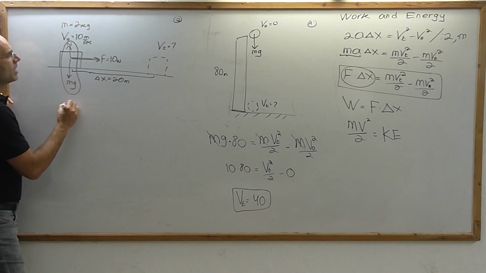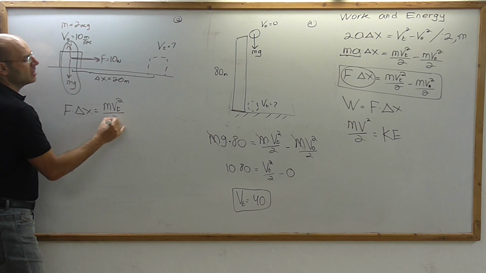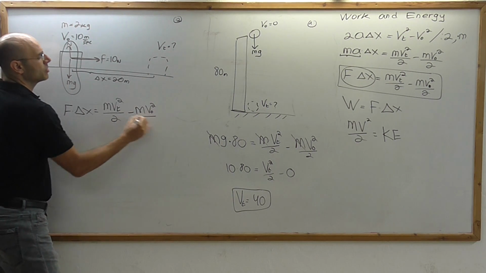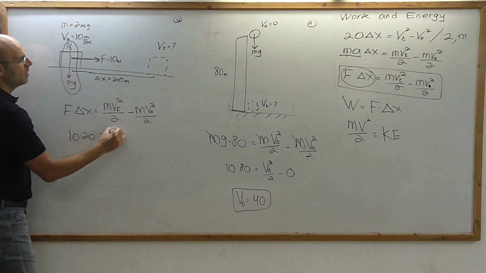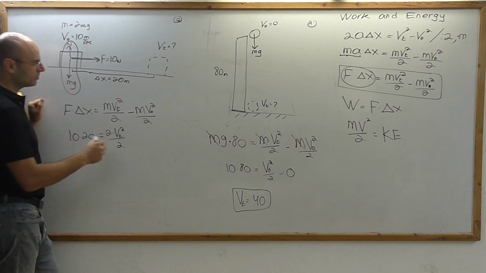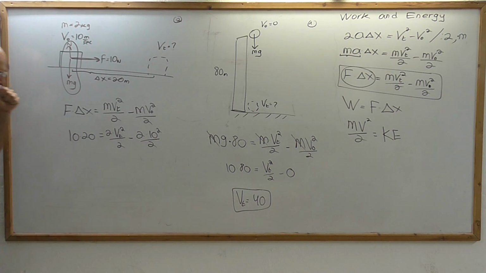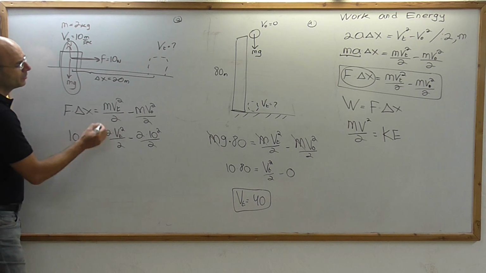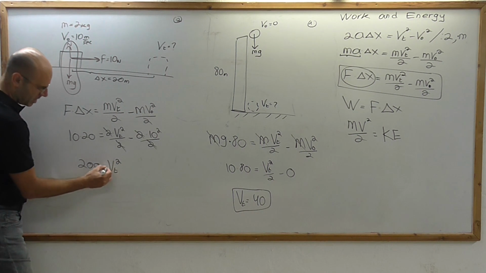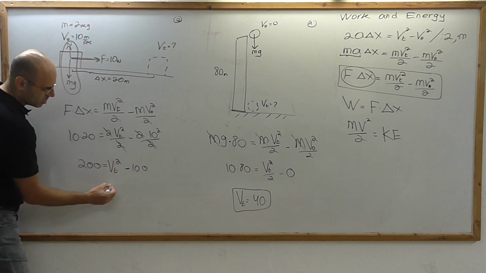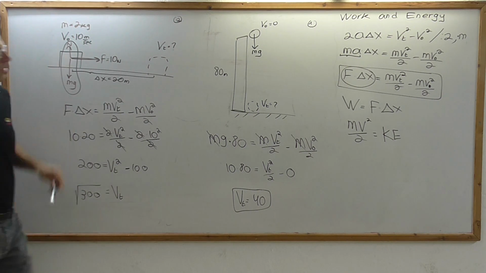So according to this equation, I can write F multiplied by delta x will be m v final squared over 2 minus m v initial squared over 2. So 10 multiplied by 20 will be, 2 times v final squared over 2, minus 2 multiplied by 10 squared over 2. And from here I can find the v final. 200 plus 100 equals v final squared. So v final will be the square root of 300. Okay, another example.